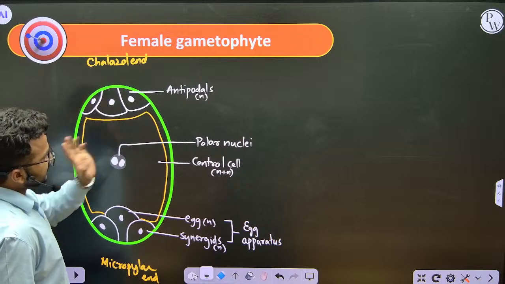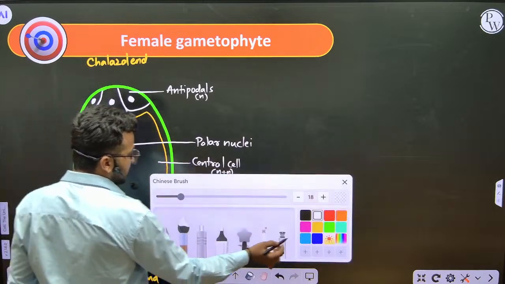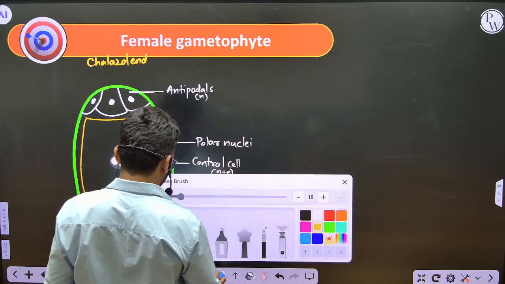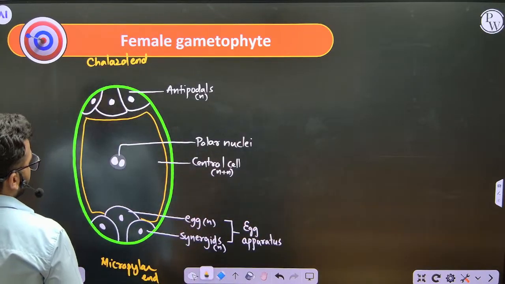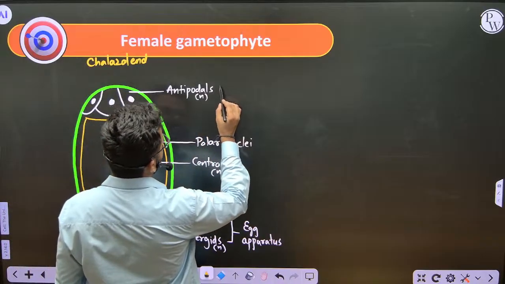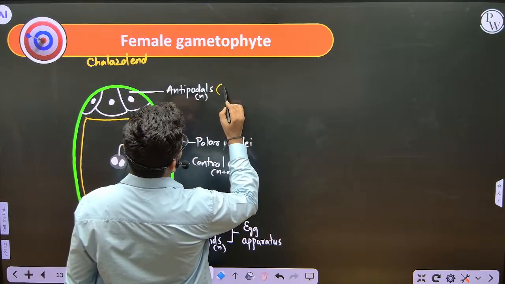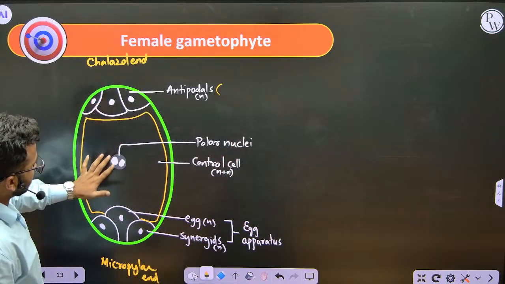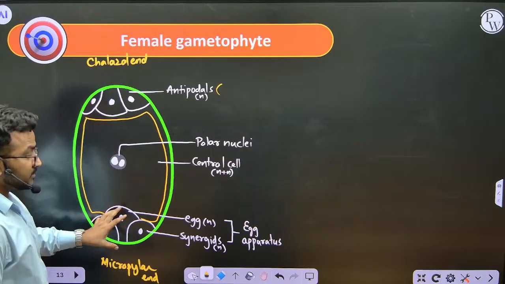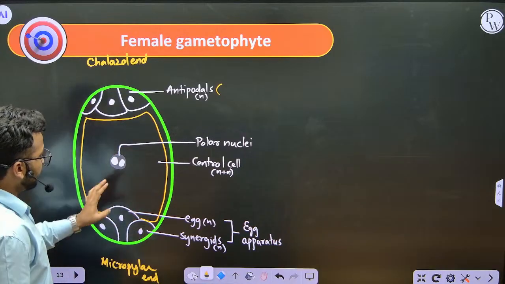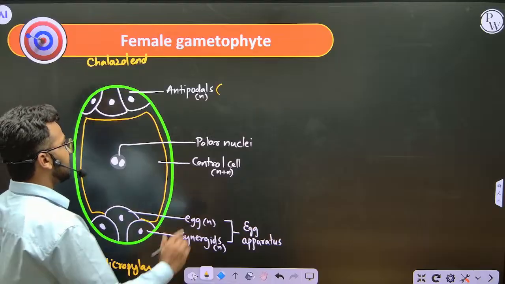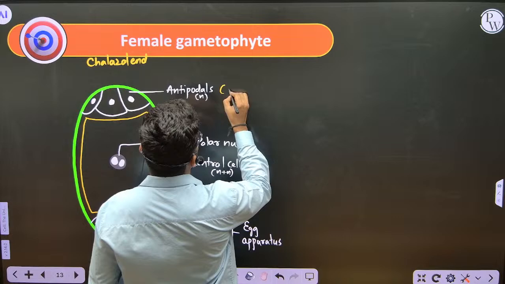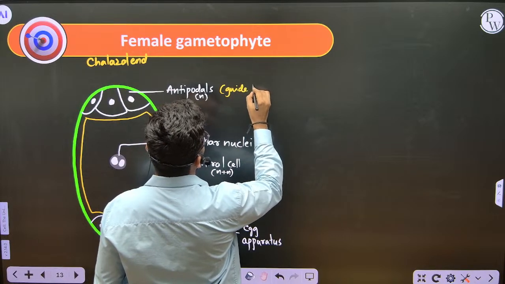So there are 3 antipodals. The antipodals help in nourishment of the developing embryo. And one more thing: they also help to guide the pollen tube.